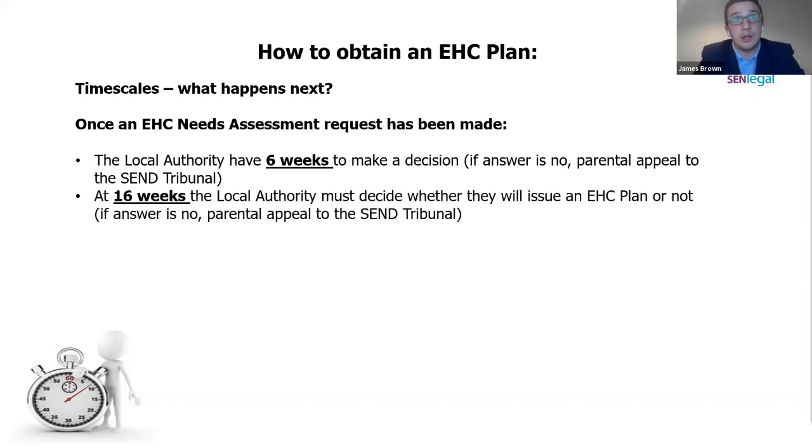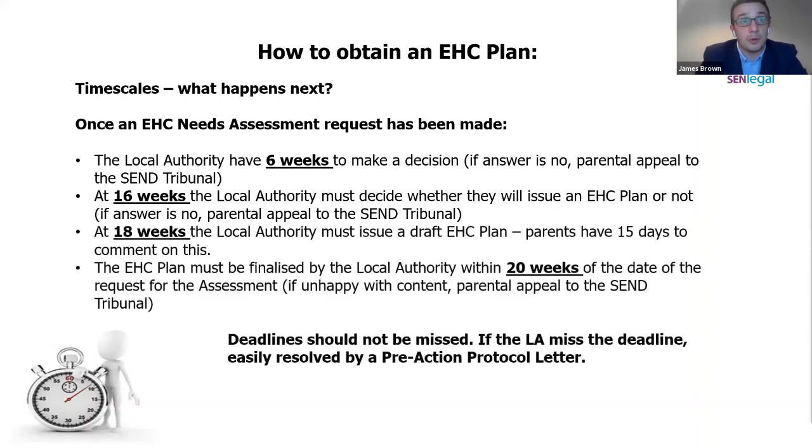But for example, if the local authority do agree with your request, at 16 weeks from the date of your request, they will have to decide if they will issue an EHC plan for your child or not. Now, if the answer is no, again, you have a right of appeal to the SEN Tribunal. Following that, if, for example, the local authority do issue the EHC plan, they don't push you to an appeal, you will then get a finalised EHC plan within 20 weeks of the date of your request.